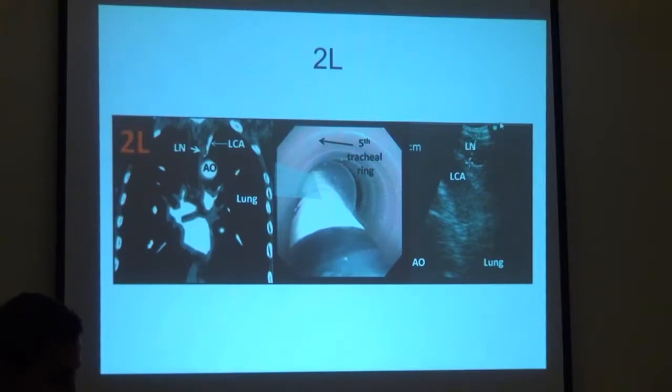The green dot is the upper side of the scope, so you're looking down from the green down, okay? This is your lymph node that you're seeing, and that's the left carotid behind it, okay? And if you want to puncture it, that's how your needle is going to come out, from the green dot out to this lymph node. So you're going to do your measurement and try not to puncture the carotid artery.